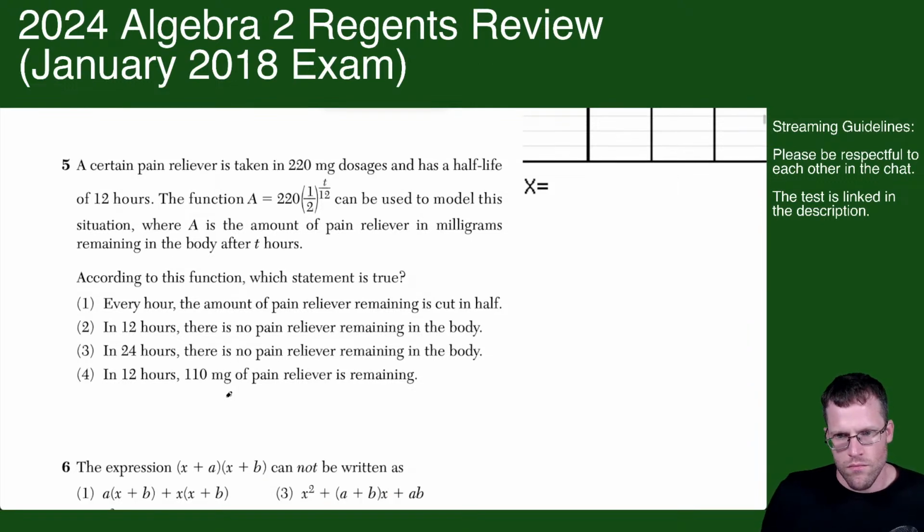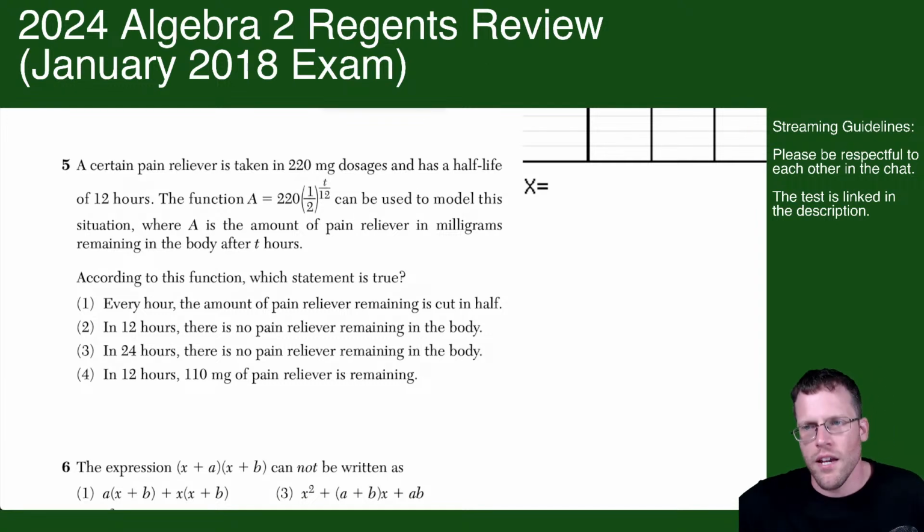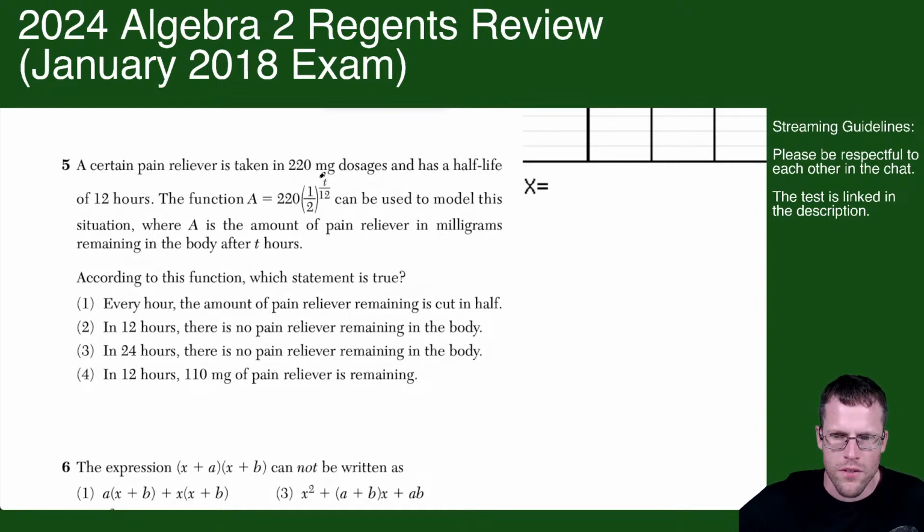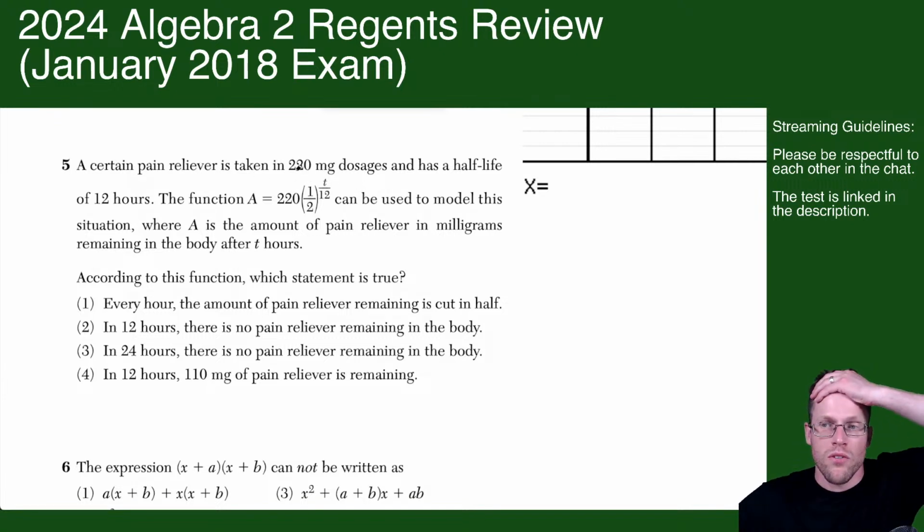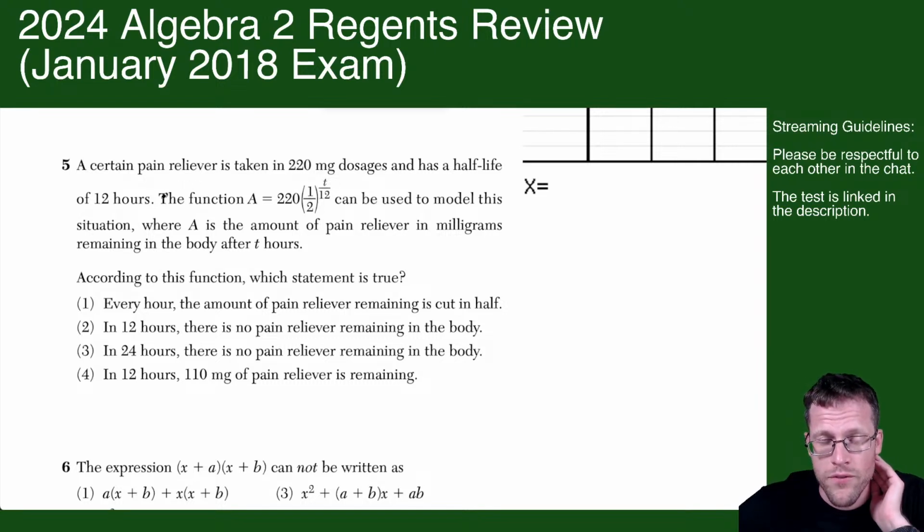All right. So this one, if you really understand exponential functions, then you might just be able to think about this in your head. But otherwise, you're always welcome to graph this. So either way, but let's see. We have a pain reliever taken in 220 milligram doses with a half-life of 12 hours. Here's the function A that could be used to model this situation, where A is the amount of pain reliever in milligrams in the body after T hours, which makes sense.